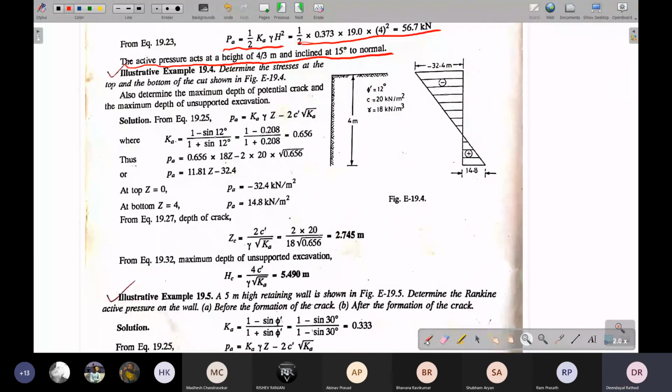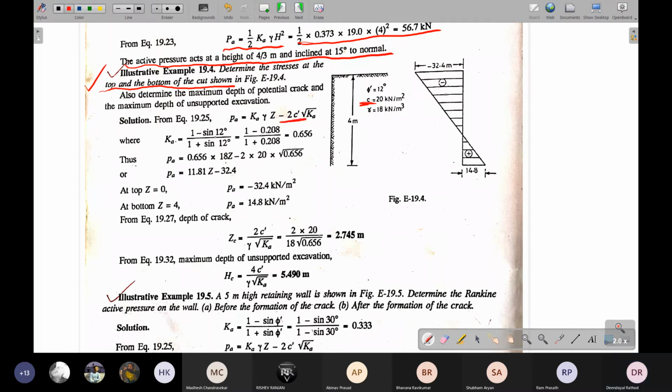So let us look at this problem now. What is given? Determine the stresses at the top and the bottom of a cut shown here. Here the C term is also extra. C equals 20 is given. In the previous example, they did not give the C value, only the phi value. When C values are given, however, this changes. This extra term will come, right?